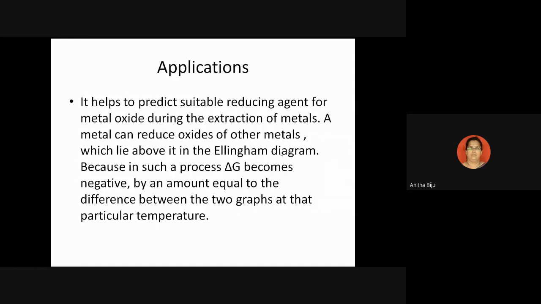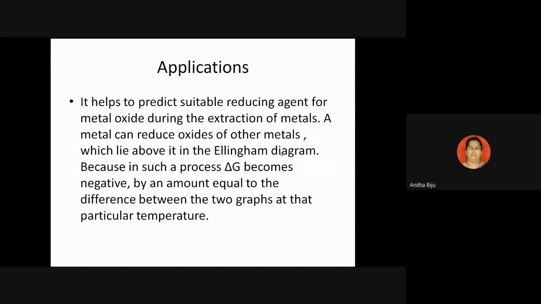Because in such a process, delta G becomes negative by an amount equal to the difference between the two graphs at the particular temperature. This explanation you need not remember, but the first part is important. Which part? The first two sentences are important. It helps to predict a suitable reducing agent for a metal oxide during the extraction of metal. That is the first point. Second, a metal can reduce oxides of other metals which lie above it in the Ellingham diagram. I will bring some examples also.